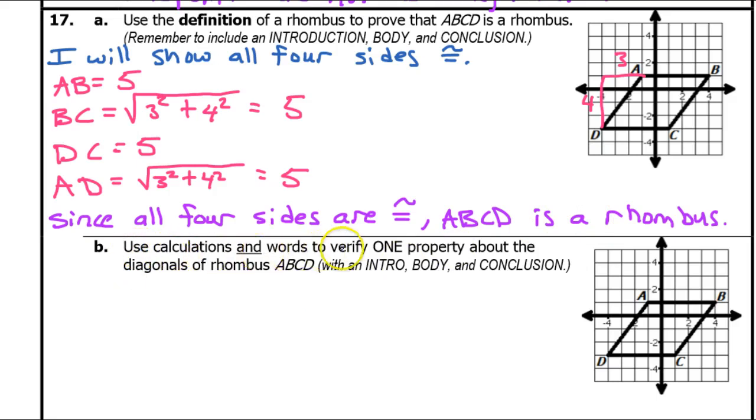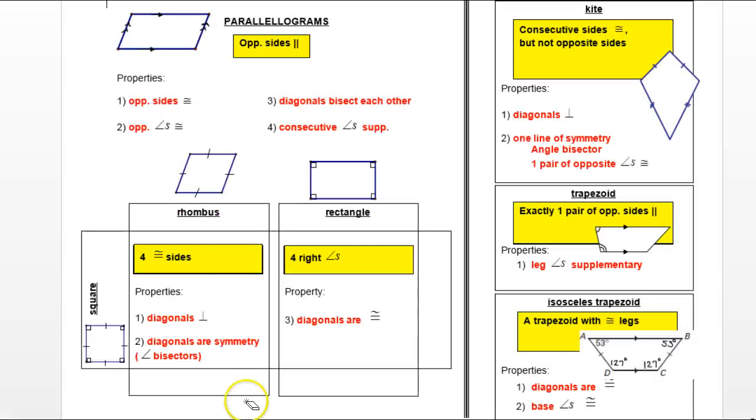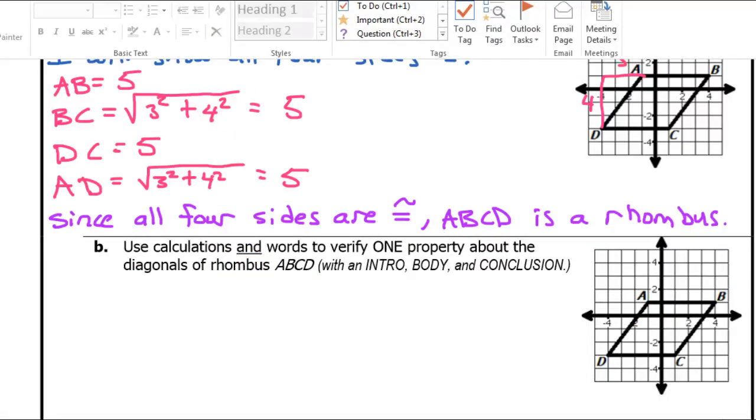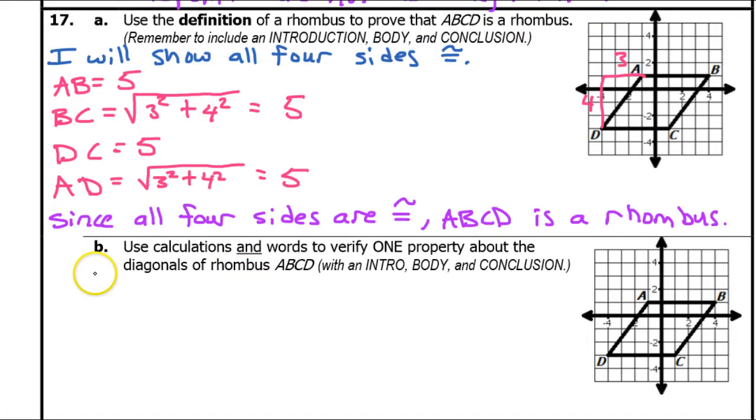Use calculations and words to verify one property about the diagonals of a rhombus. Well, the one thing I know about the diagonals of a rhombus is that they are perpendicular. They are also lines of symmetry, but this is the main one. Diagonals of a rhombus are perpendicular. So how do you prove that 2 things are perpendicular? Well, you show that their slopes are opposite and reciprocal. That's our strategy, so that should be our introduction.